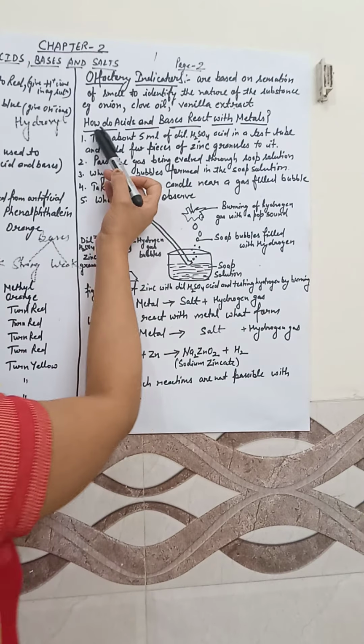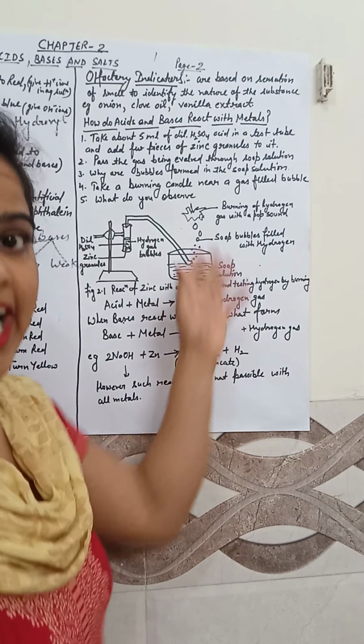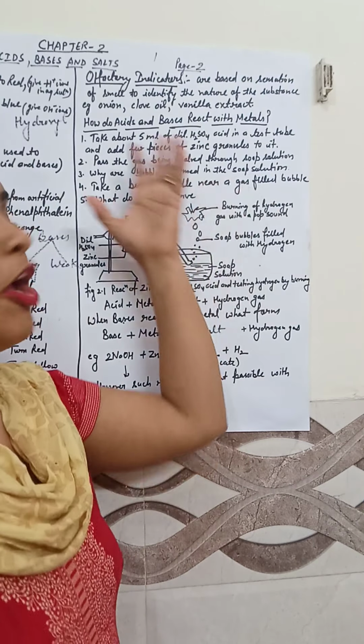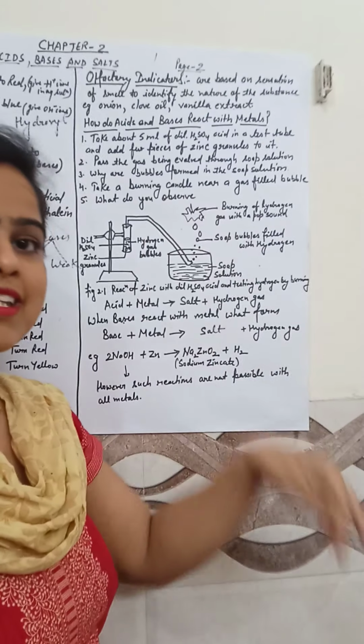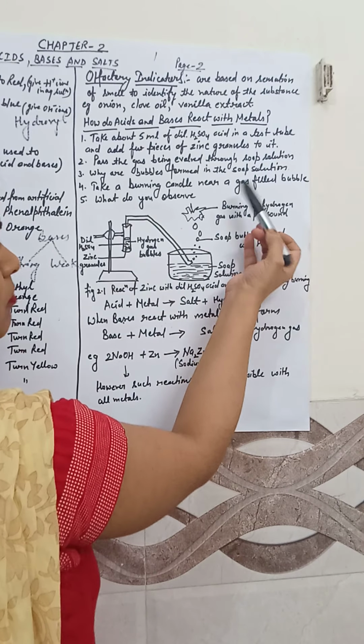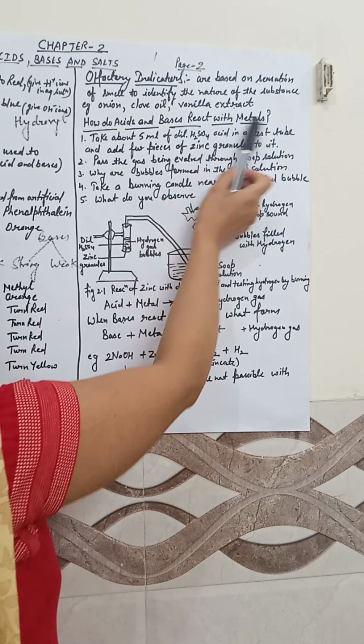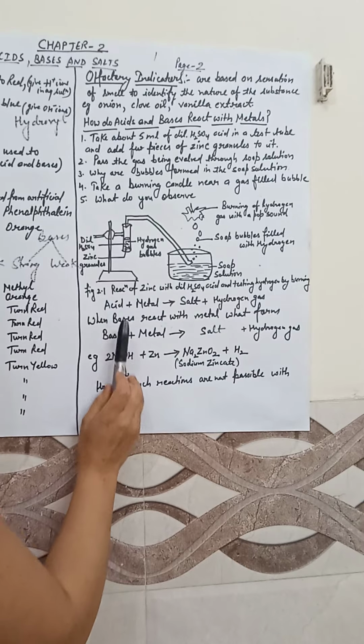Now the next question is, how do acids and bases react with metals? We know that whenever metals come in contact with acid, they get corroded. Corrosion takes place on metals. So the first question is, how do acids and bases react with metals? The reaction is given over here.